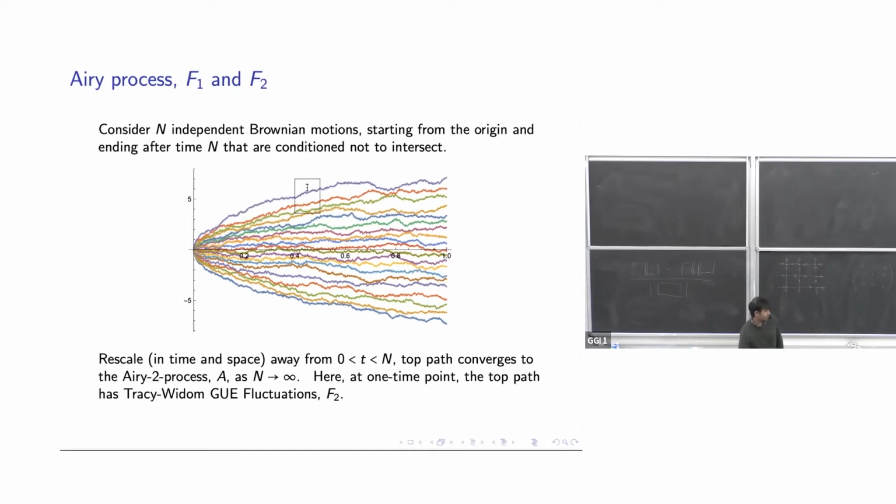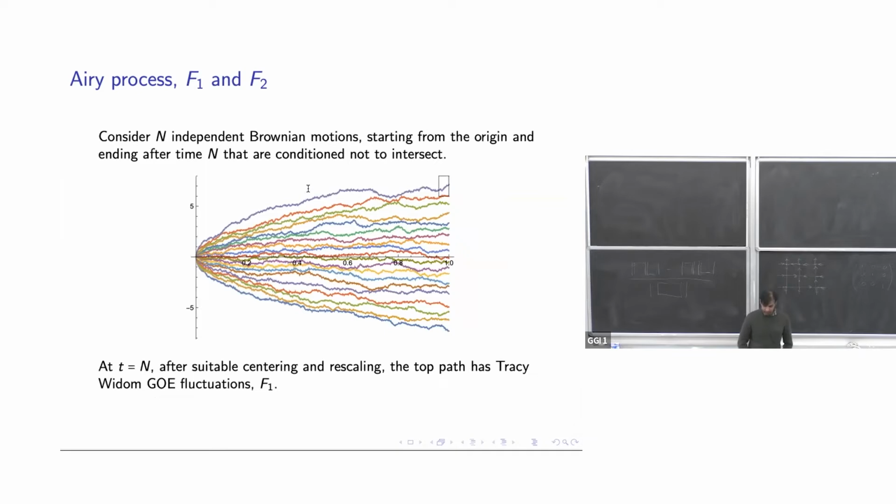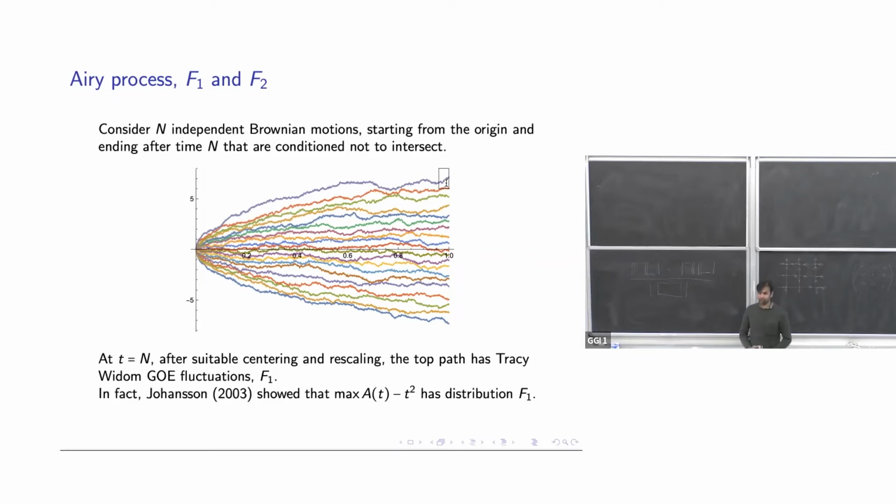If we look at one time point of this Airy process, we get the GOE Tracy-Widom distribution. Another thing is that if we look at this right boundary and we look at where this top path hits this right boundary, if we center and rescale in the right way, we get the Tracy-Widom GOE distribution. But there's also another way that you can get the Tracy-Widom GOE distribution.